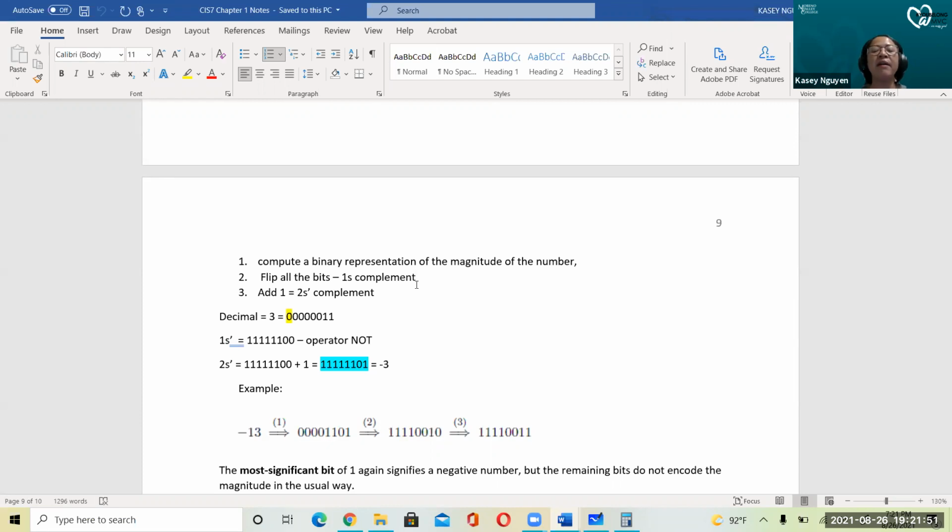But wait, I'm not done. After I apply the not operator, or flip the bits, I need to add 1 to it, because remember that 1 bit is used to store the positive or the negative sign. That's why you add the 1.